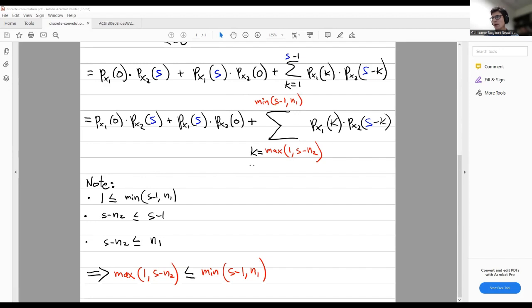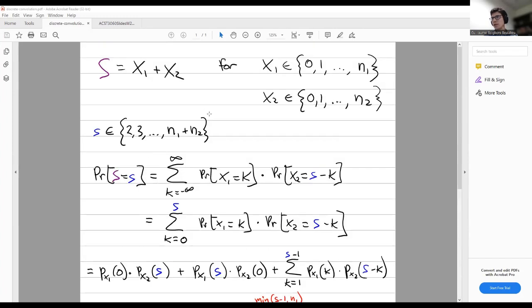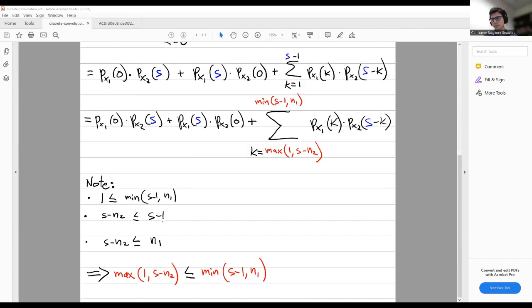Well, s minus n2 is smaller than s minus 1. Yes, because n2 is at least 1. And same thing, s minus n2 is smaller than n1. Put the n2 on this side. This is just saying s is smaller than n1 plus n2, but it's trivially the case because n1 plus n2 is the very biggest value S can take.